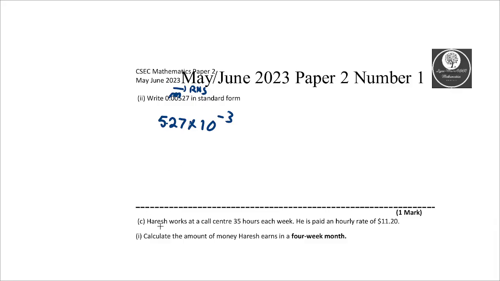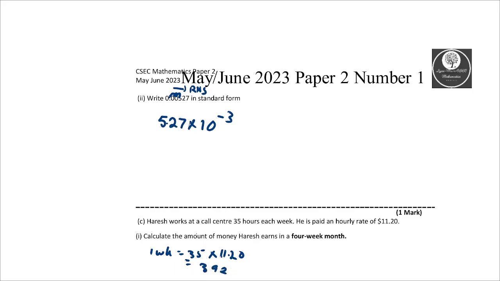Part C, Harish works at a call center 35 hours each week. He is paid an hourly rate of $11.20. Calculate the amount of money Harish earns for 4 weeks. So we know that 1 week is equal to 35 hours multiplied by 11.20. So that would be 35 multiplied by 11.20. I'm going to use my calculator. 11.2 multiplied by 35 is equal to 392. So for 1 week, he's earning 392.